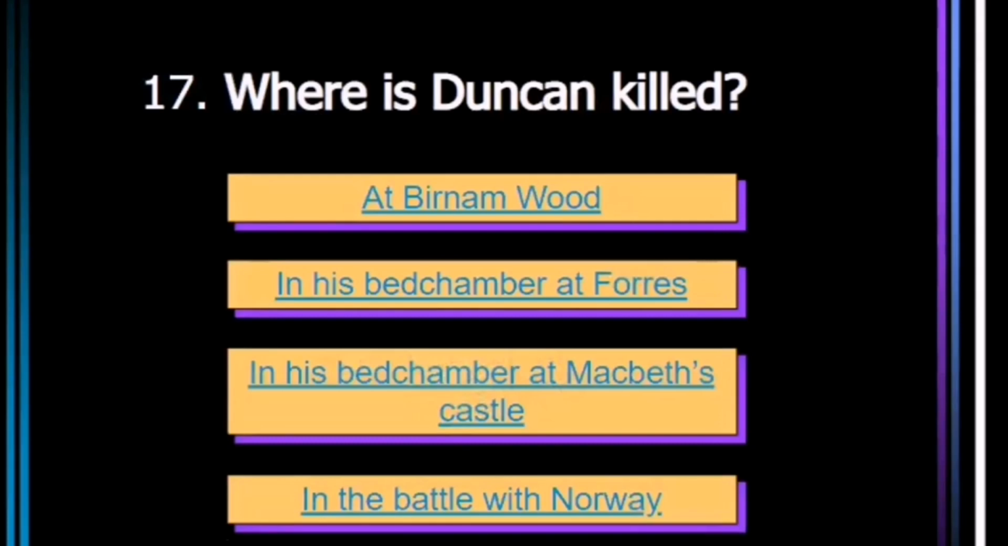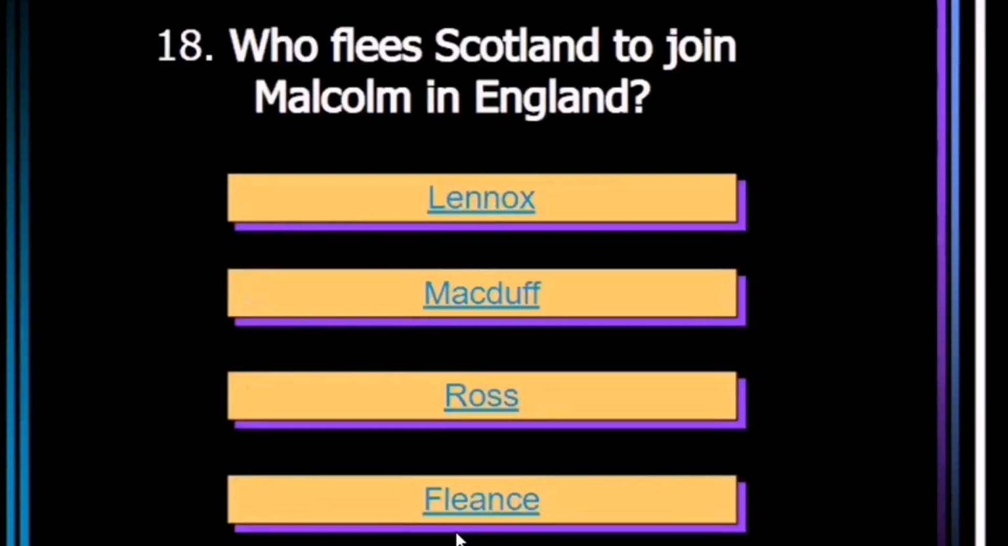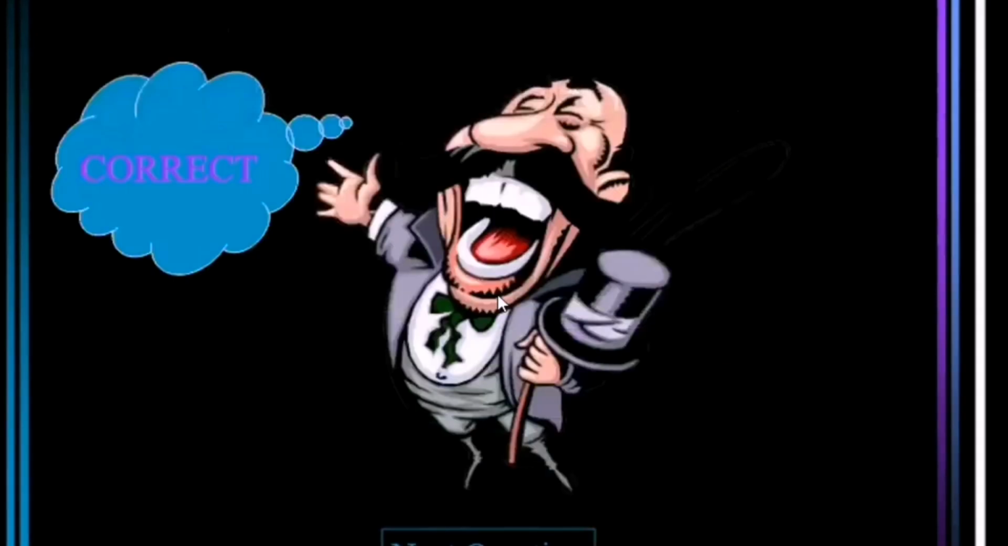Where is Duncan killed? At Birnam Wood? In his bedchamber at Forres? In his bedchamber at Macbeth Castle? In the battle with Norway? The answer is in his bedchamber at Macbeth Castle. Who flees Scotland to join Malcolm in England? Lennox, Macduff, Rosse, Fleance. So the answer is Macduff.